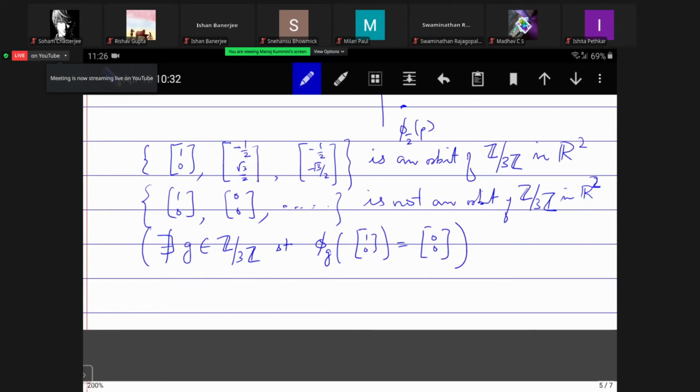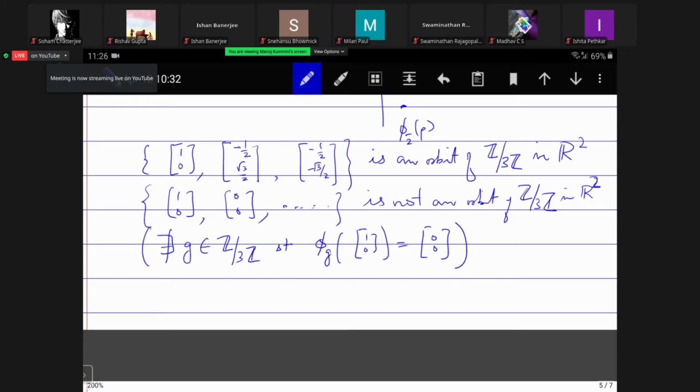Well, the second one is not, because there is no way from a non-zero vector we can get (0, 0), or from (0, 0) we can get a non-zero vector using this action. So in the second one, there does not exist any G such that phi G acting on any element gives (0, 0) from a non-zero element, or vice versa. So as soon as there is (0, 0) and a non-zero vector, we can conclude that it is not an orbit of this action, as phi G is bijective.